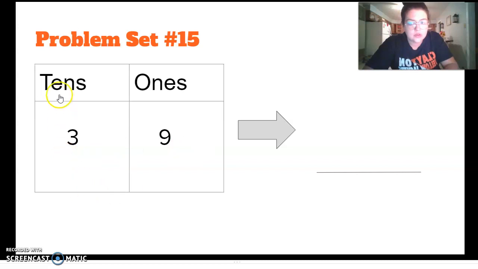39. We know that 3 tens is equal to 30, but we don't write 309, because then we would have 309. We just write 39. These two numbers in the same order is 39. The 3 stays on this side, the 9 stays on this side. 39.